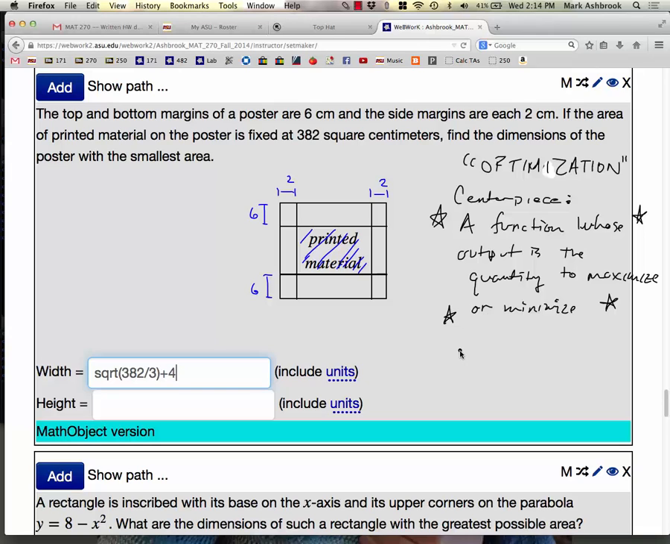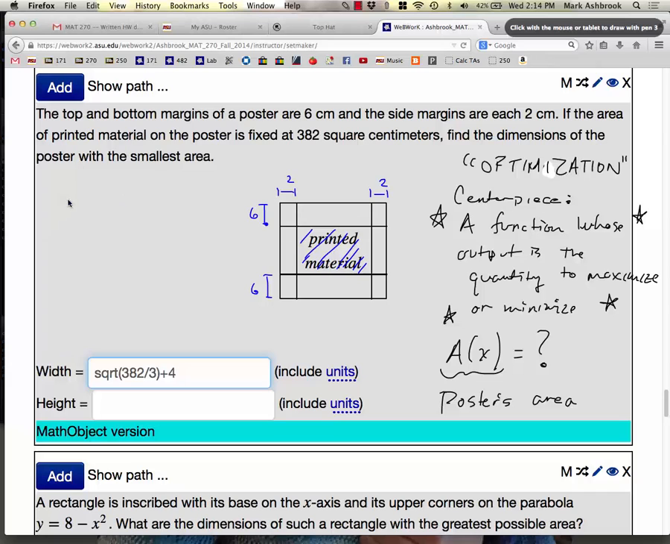Okay? So we want a function, so we'll call it a function, and this will be the poster's area. The printed material is fixed. That's not changing, right? That's always going to be 382 no matter how we set up the poster. But what changes as we mess with the dimensions is the area of the resulting poster, the whole thing. Okay, so that's going to be our goal.